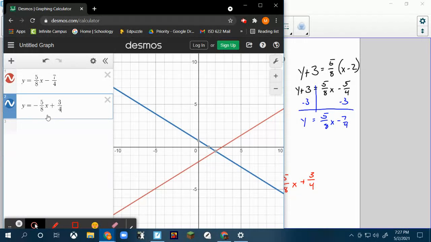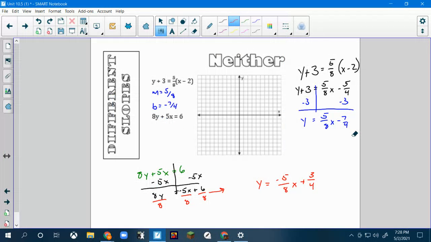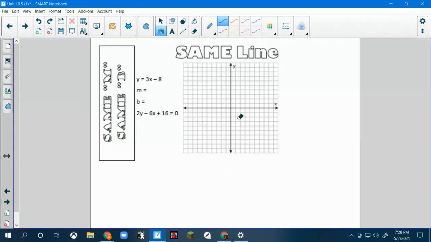5/8 and 5/8 is the same fraction. It would have to be 5/8 and negative 8/5. So these are neither parallel nor perpendicular. They just intersect, nothing more. They have different slopes. They're neither. They intersect.